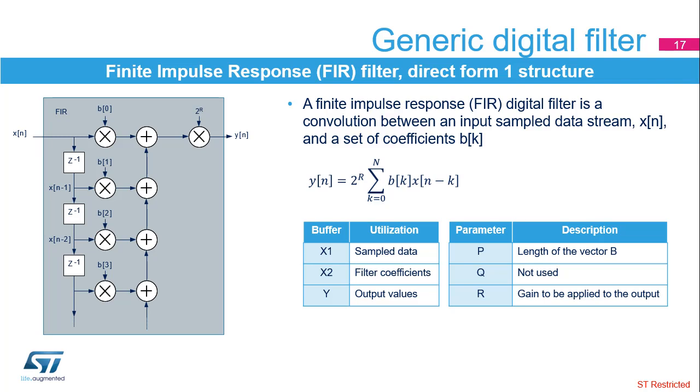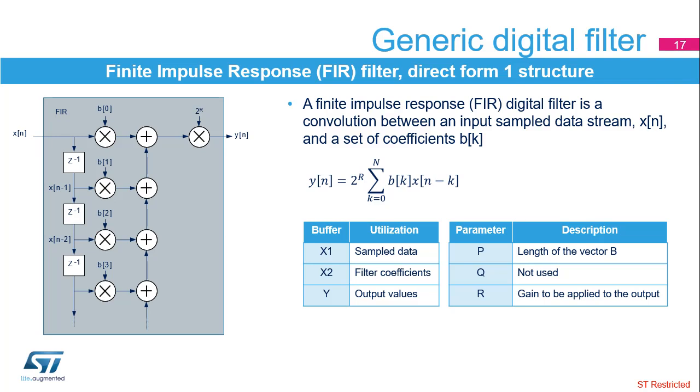The FIR function performs a convolution of a vector B of length N plus 1 containing the filter coefficients and a vector X of indefinite length containing the sampled data. To implement the FIR in the FMAC, the buffers are used as follows. X1 buffer contains the elements of vector X. It is a circular buffer of length N plus 1 plus D. X2 buffer contains the elements of vector B. It is a fixed buffer of length N plus 1. Y buffer contains the output values YN. It is a circular buffer of length D.